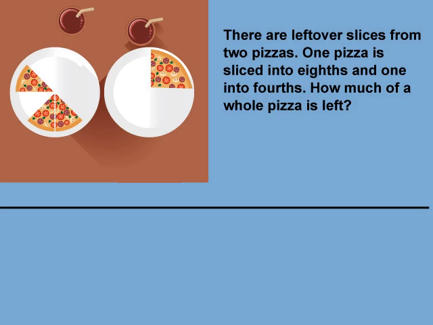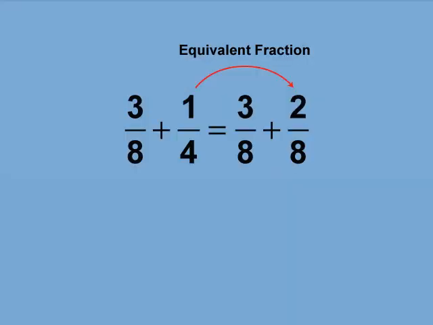We get the following fraction sum: 3/8 plus 1/4. Although they don't have a common denominator, because 8 is a multiple of 4, we can create an equivalent fraction for 1/4. As you can see, the 1/4 becomes 2/8. Now that we have a common denominator, we can add the numerators. So the combined slices of pizzas are equivalent to 5/8 of a whole pizza. Let's look at another example.